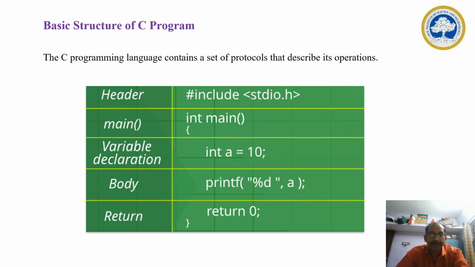Then the return part. Any function should return a value. The main function usually returns some value. It is an integer data type, right? So it has to return 0. Here you can send some arguments also if you want. We can pass the parameters, that is arguments, in main also. We'll see that later one by one.